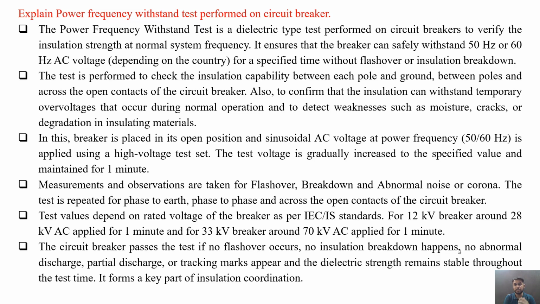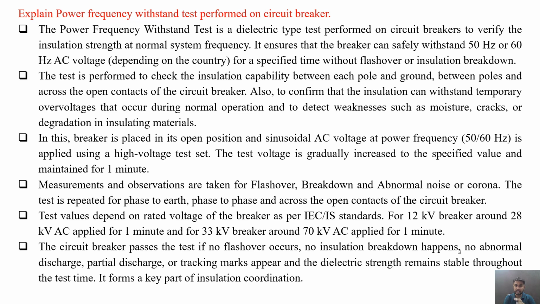Also, it confirms that the insulation can withstand temporary overvoltages that occur during normal operation and detects weaknesses such as moisture, cracks or degradation in insulation material. In this, the breaker is placed in its open position and sinusoidal AC voltage at power frequency, that is either 50 Hz or 60 Hz, is applied using a high voltage test set.